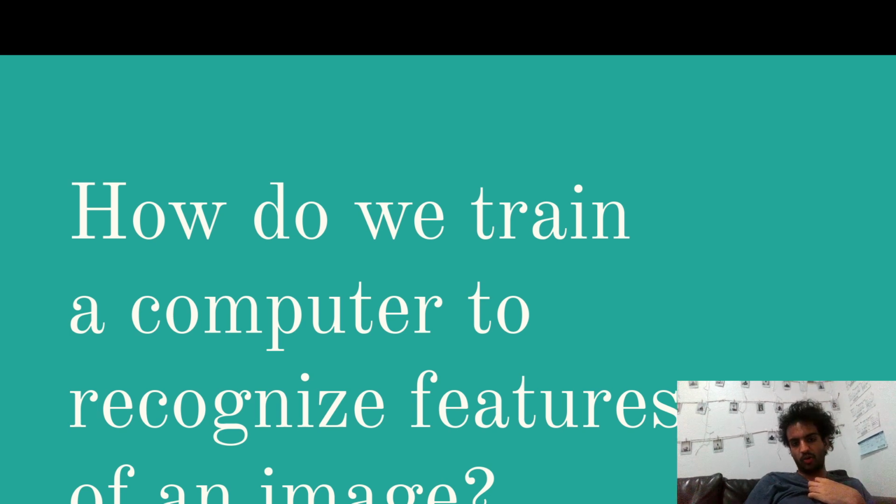So the fundamental question that we want to ask is, how do we train a computer to recognize features of an image? So what is a feature? For example, let's say I give you an image of some space. Maybe the picture might contain a table in it, and I want to write a computer program that I give this picture, and it'll tell me with very high accuracy whether or not there's a table in it.